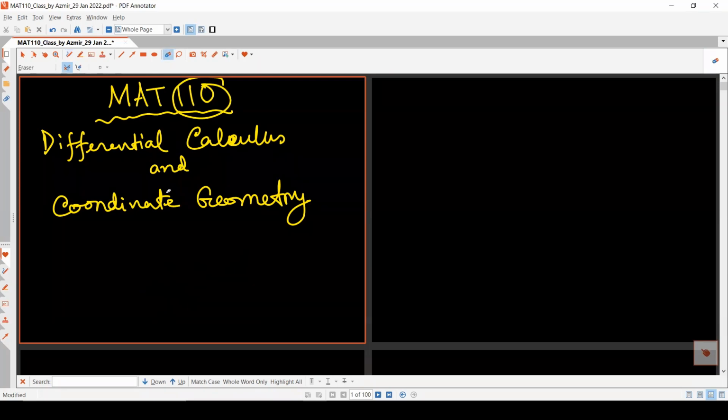Okay, this is 110, and there is another course which is known as Math 120. So here, besides differential calculus, you can see that we have another part that is attached, which is known as coordinate geometry. Okay, so you all have the idea of calculus and geometry from your college level. And we'll try to understand all the basic things of differential calculus and coordinate geometry in this course. And also we will try to learn some applications of differential calculus and coordinate geometry.